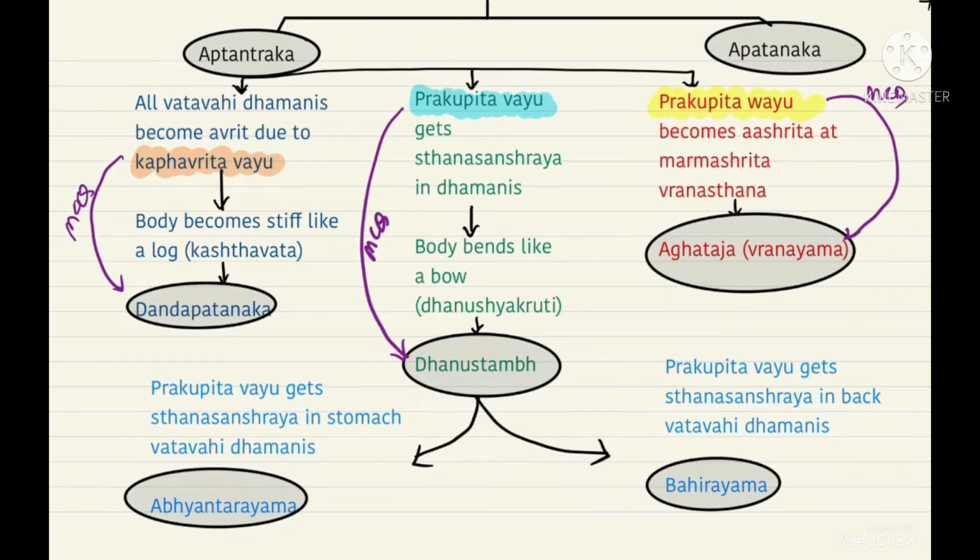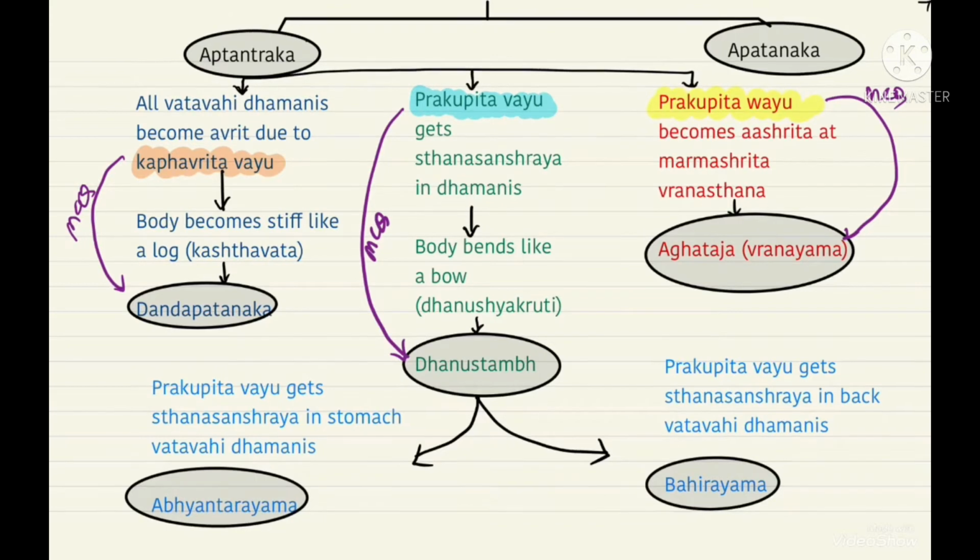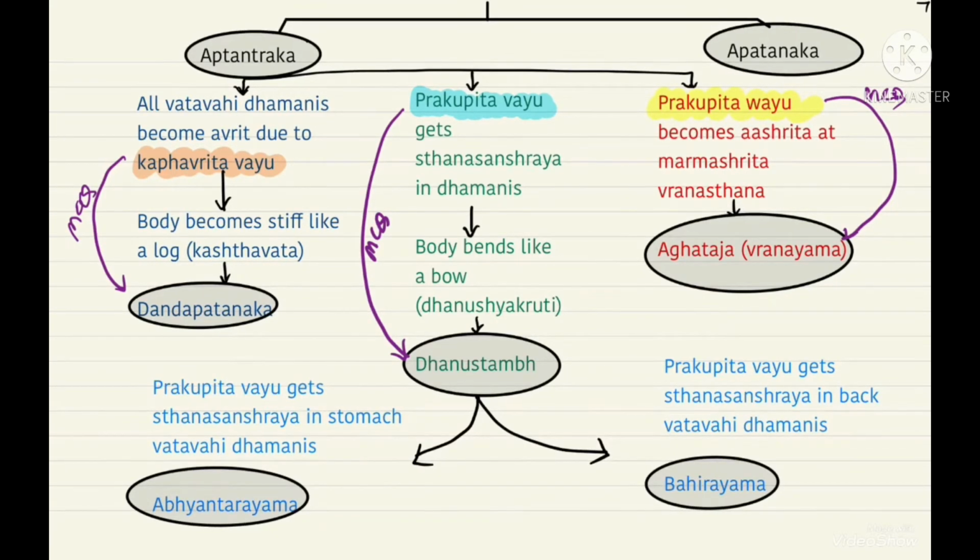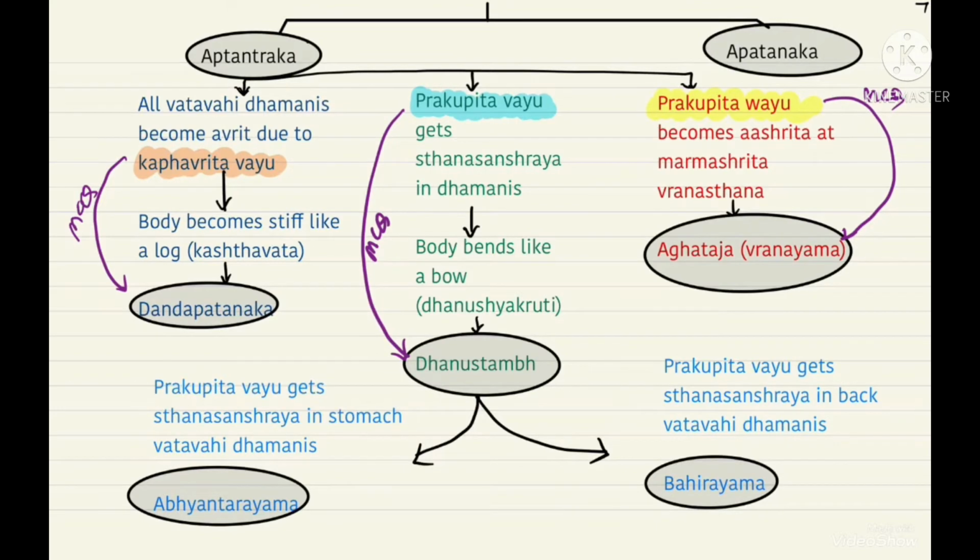Now we'll continue here from Apatantrak and Apatanak. There are 3 types of incidences that occur in Apatantrak. In the first instance, all the Vatvahi Dhamnis become avrut due to Kaphavrut Vayu. The Kaphavrut Vayu coats all the Vatvahi Dhamnis, and then the body becomes stiff like a log. A log is a kashtha, or a danda. So that's why this type of Apatantrak is known as Dandapatanak.